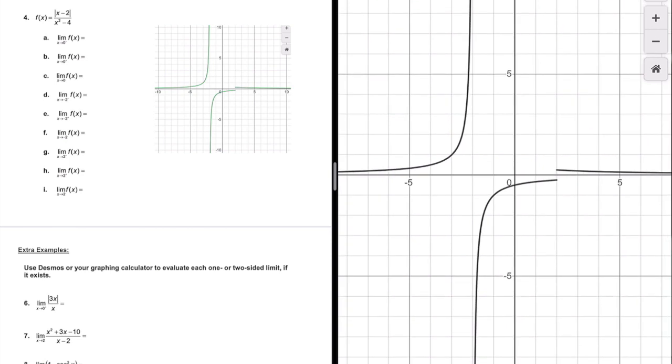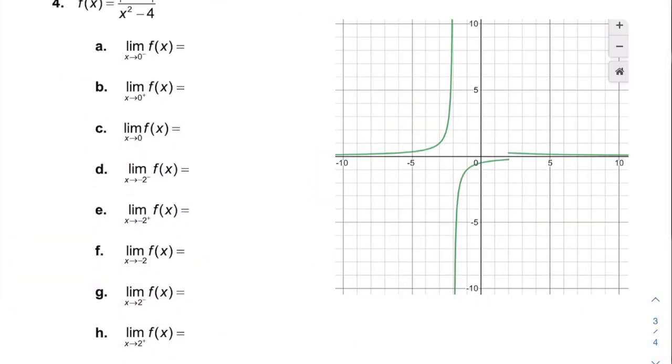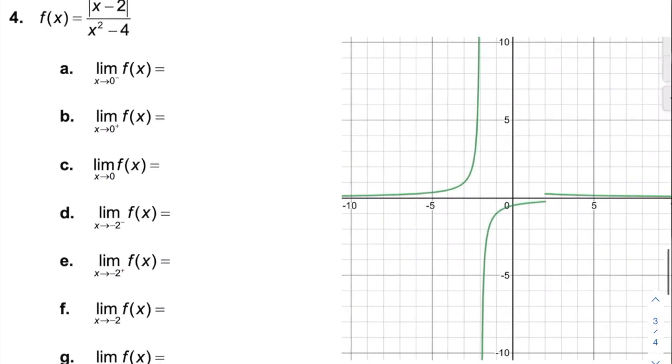There's some weird things happening at 2. So take a screenshot, put it in your notes. And now let's look at a couple of limits. So we're again going to look at the limit as x goes to 0. We're just going to look at what's happening with our graph from the left and from the right. So the first one, part A, limit as x goes to 0 from the left of our function.